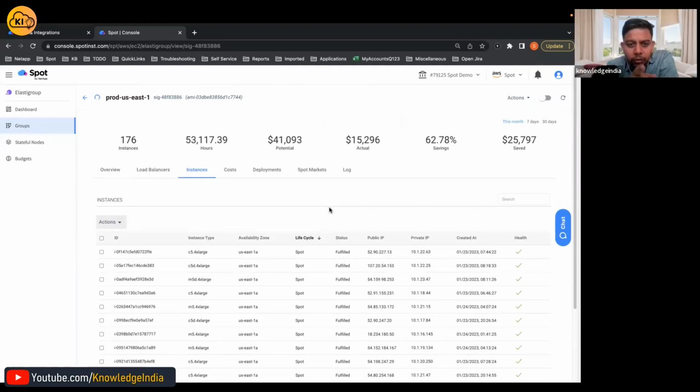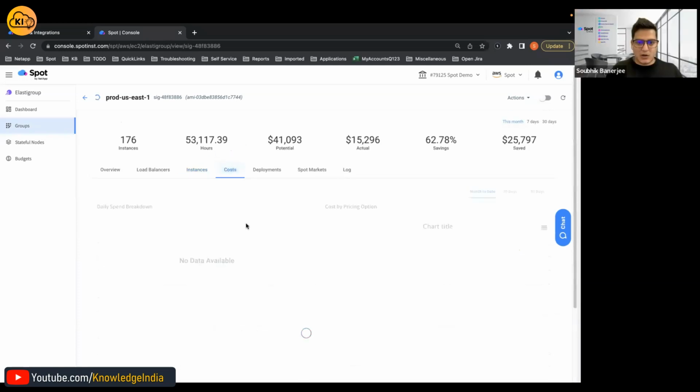Shobik, can we go and see the properties of this Elastigroup, like when it was defined, what values were provided, maybe what instance type or what availability zones were selected? Yeah, definitely, I'll come to that. Just before that, I'm giving you an overview of how it looks on the landing page. Then we'll get to how to configure or edit an Elastigroup. Okay, sure.